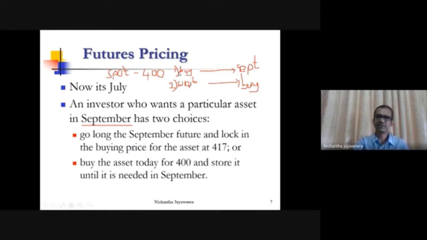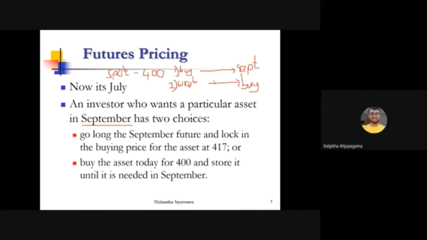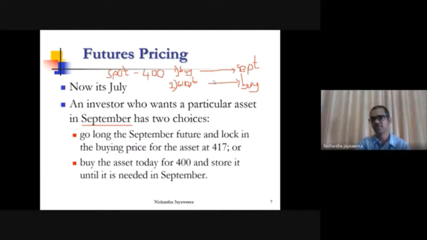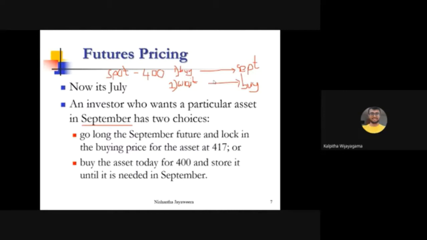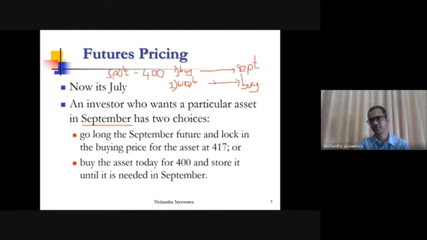Is there anything else that, just because you have the capacity, will you buy it today and keep it until September? I mean, it should be less costly to store, right, than paying a higher price in September. Why do you say a high price in September? Because you're expecting it to go up, right? Why do you expect prices to go up?